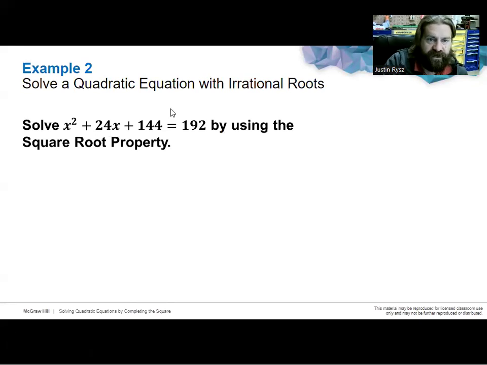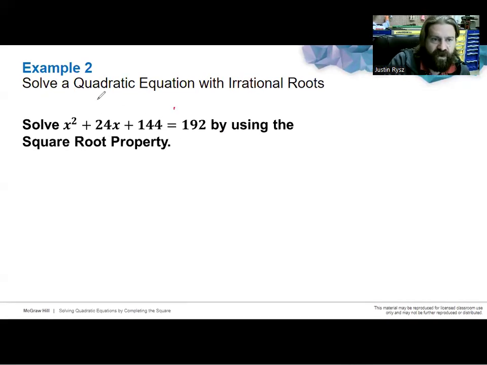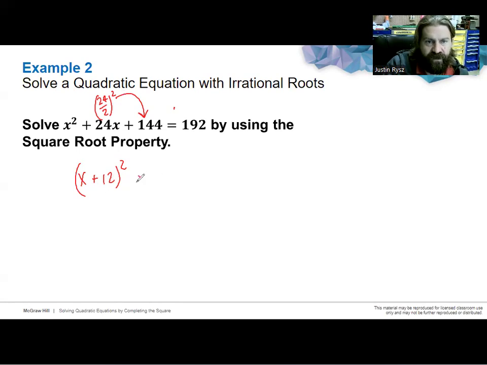How do we do it when it doesn't come out so nice? Okay, if I take 24, cut it in half, and square it, does it equal 144? All right, it does. So we get x plus 12. Notice it's a plus sign because that's a plus in the middle. So it's going to be a plus in the middle here, equals 192. So x plus 12 is equal to, what's the square root of 192?